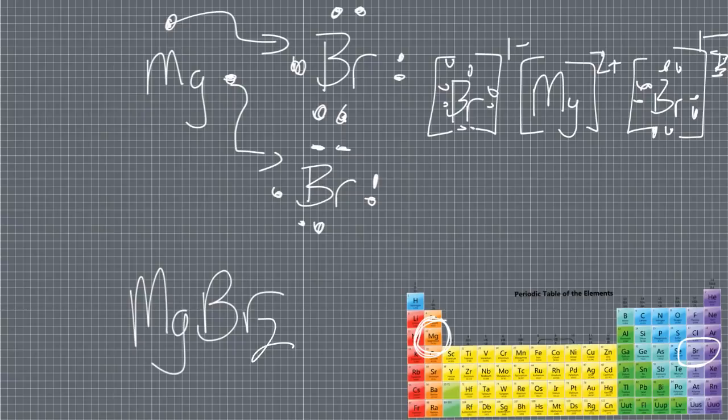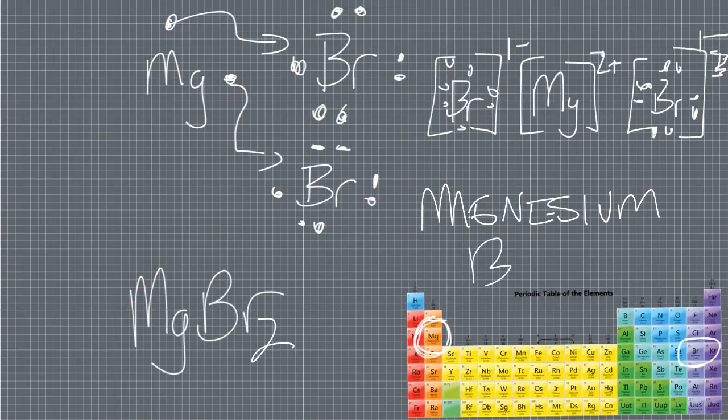And the name for this would simply be magnesium bromide. So we keep the metal the same name, and all we do is we change the ending of the nonmetal to an ide. So magnesium bromide.